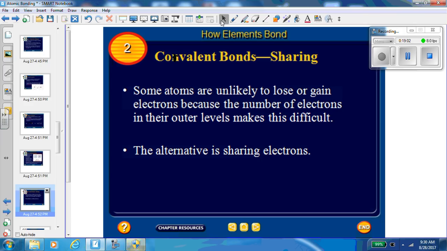Some atoms are unlikely to lose or gain electrons because the number of electrons in their outer levels makes this difficult. The alternative is sharing electrons. So not all atoms are going to lose or gain because sometimes it's just hard to do that depending on how many electrons they have in their outer levels. So they'll do the alternative, which is to share the electrons instead.